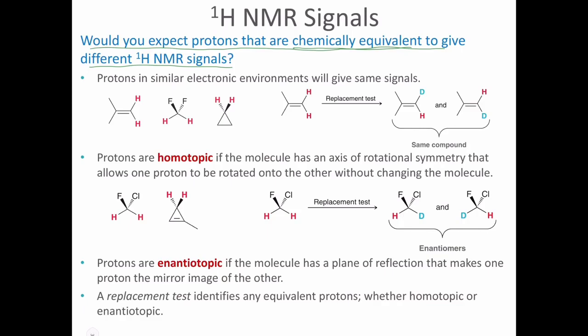How do we determine if protons are in the same chemical environment? We do that if, one, the protons are homotopic. That is, if there is an axis of rotation of symmetry in the molecule that allows us to interchange the protons.